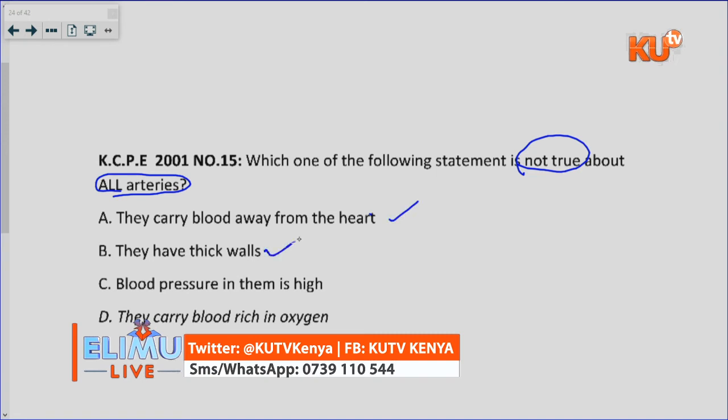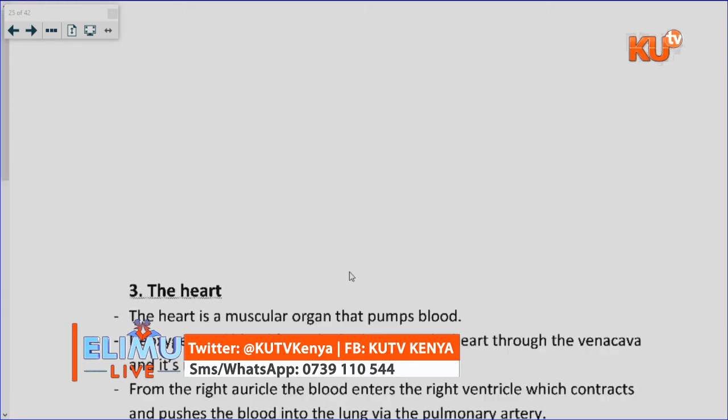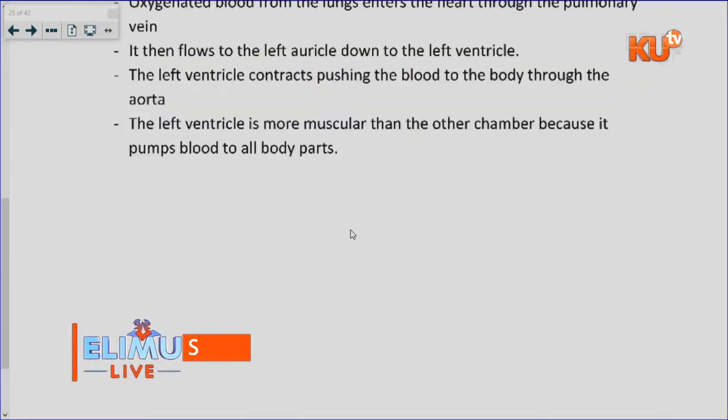They have thick walls. True. Blood pressure is high. True. They carry blood rich in oxygen. Not all of them carry blood rich in oxygen, but they said all. Pulmonary artery carries blood that is not rich in oxygen.